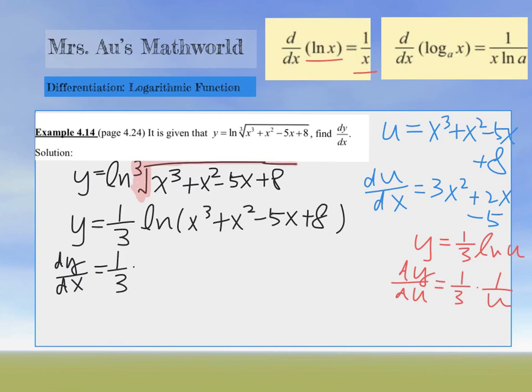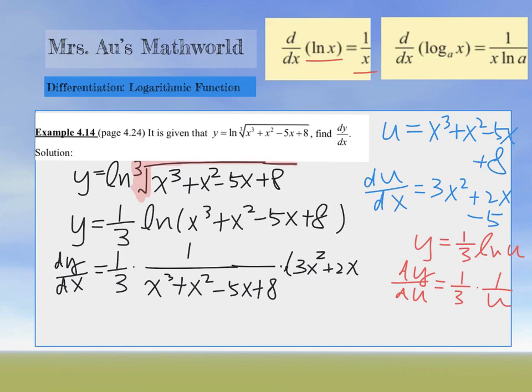So 1 over u means 1 over x cubed plus x squared minus 5x plus x. And then after that, multiply by du dx. That means put a dot here, 3x squared plus 2x minus 5. You see that there is no common factor to be cancelled out with 3.